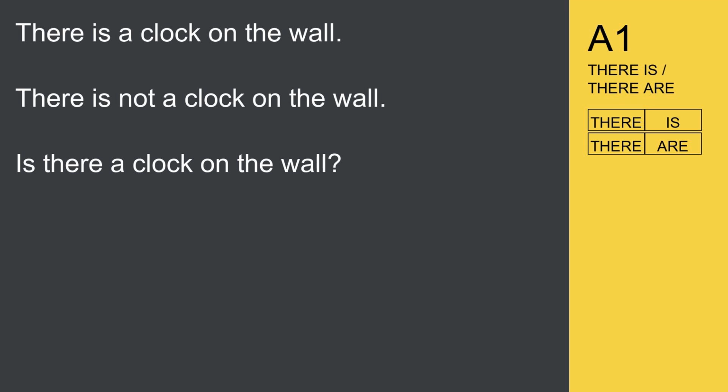There is a clock on the wall. There is not a clock on the wall. Is there a clock on the wall?